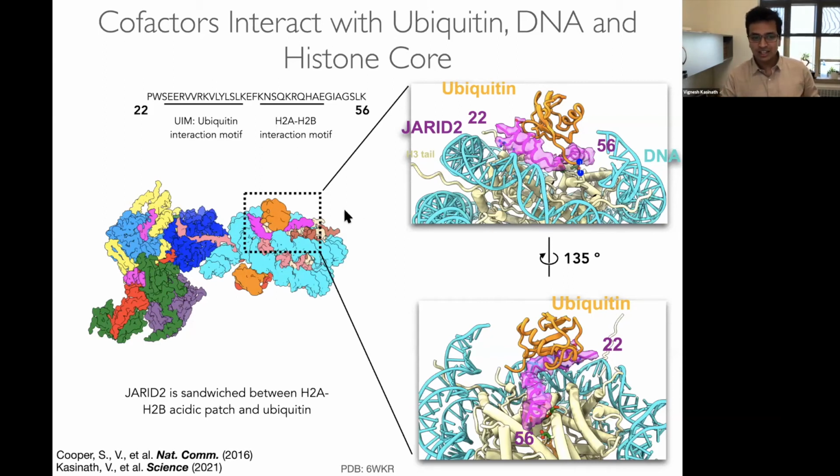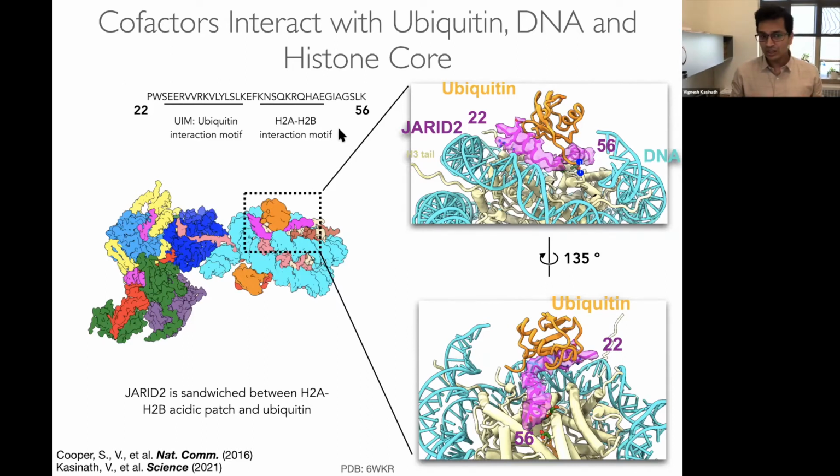JARID2 harbors a segment called the ubiquitin interaction motif, which is sandwiched between one of the ubiquitins on H2A K119 as well as the histone acidic surface. JARID2 also harbors another lysine-arginine rich segment which sits on top of the acidic surface. One of the things we noticed was that if we don't have the H2A K119UB, we do not visualize this segment of JARID2 interacting with the nucleosome. Similarly, if we do not have this segment of JARID2, we don't see the ubiquitin ordered. So it seems like the presence of ubiquitin is necessary for JARID2 to interact with the nucleosome.